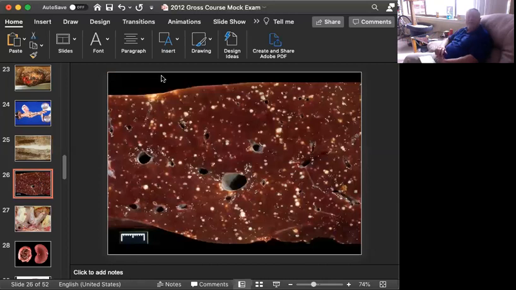Okay, slide number 5 is tissue from a horse. Can you give me a morphologic diagnosis and a cause?